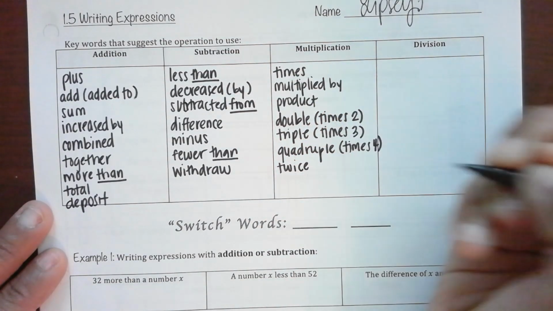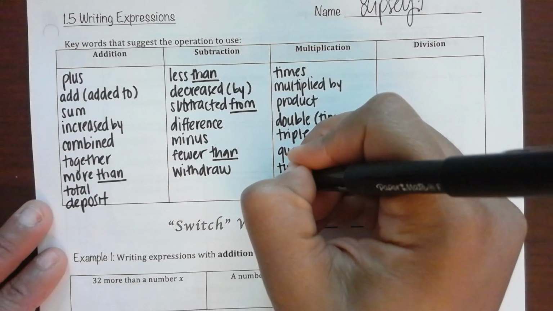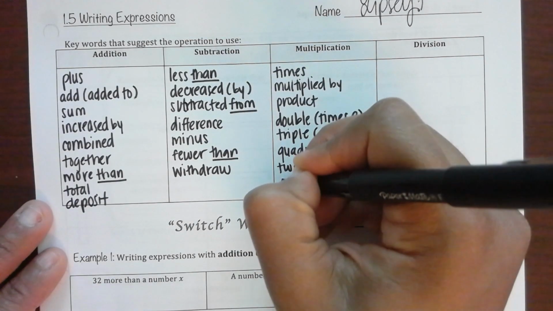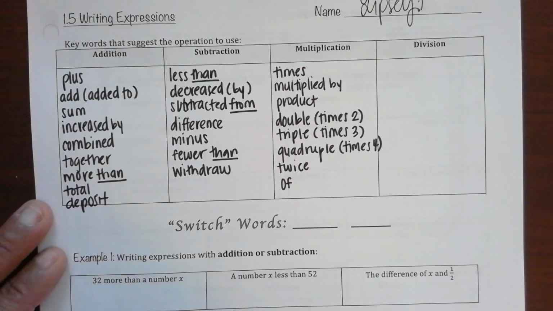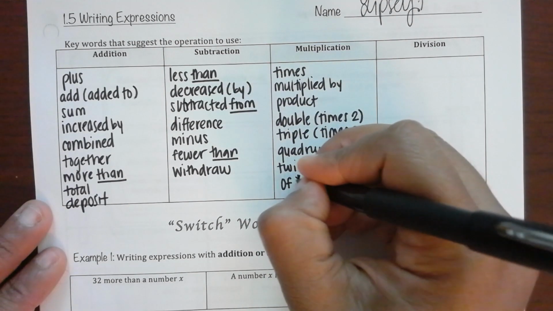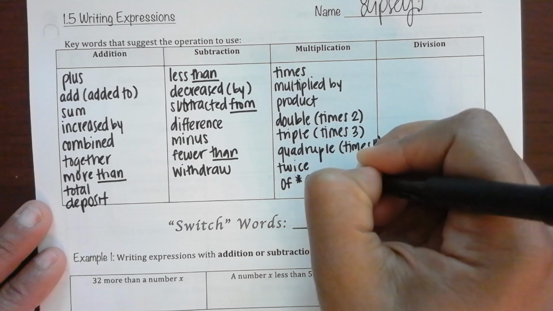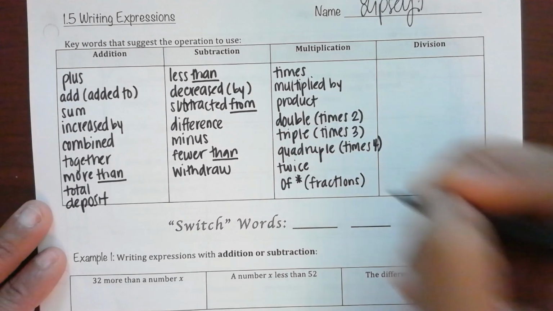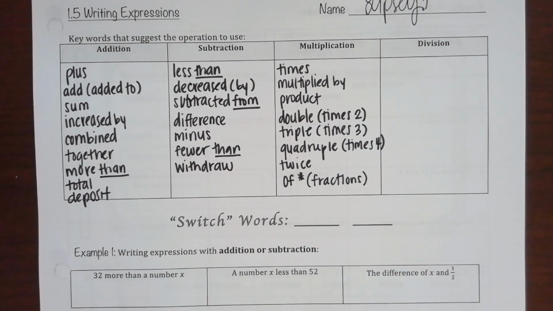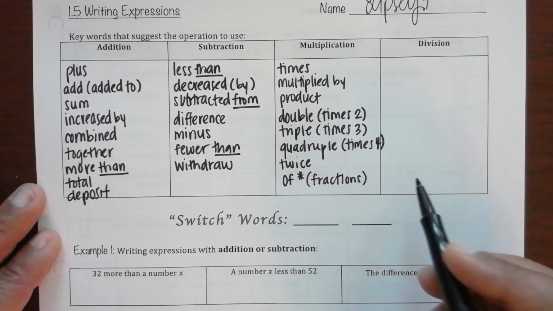And now here's one that I'm introducing to you that's pretty new. The word of. The word of is special because it's usually only used with fractions. So when you say half of a number, it's typically 1/2 times x, or 1/2 times a, b, or c. Does that make sense? Yes. Okay.